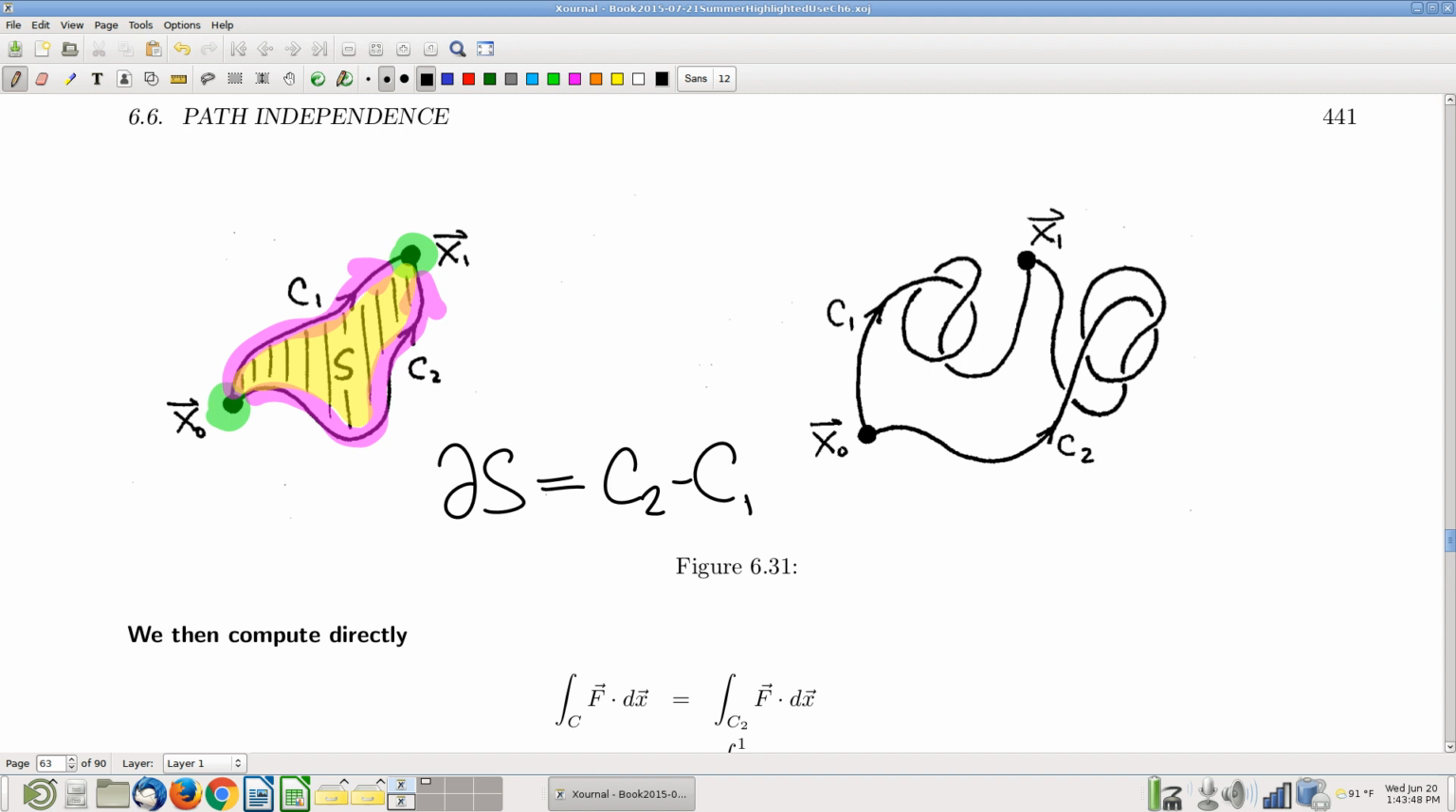Some people like to point out here, well, why don't we have C1 go the correct direction? Why don't we just have C1 go that way? Then we'd have C1 plus C2, right? That's more natural. The problem is, if you have C1 going the other way, then C1 and C2 no longer start and end at the same point. We need C1 and C2 to both start at the same point and end at the same point, and so you cannot just turn it around. So this minus sign is going to be there.